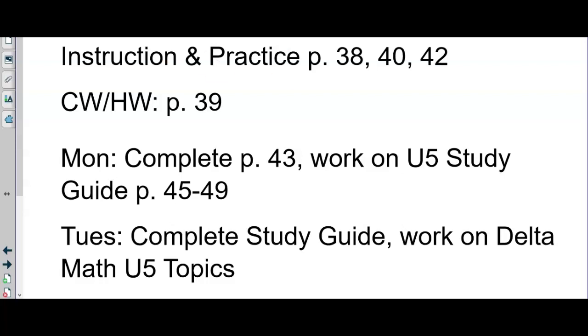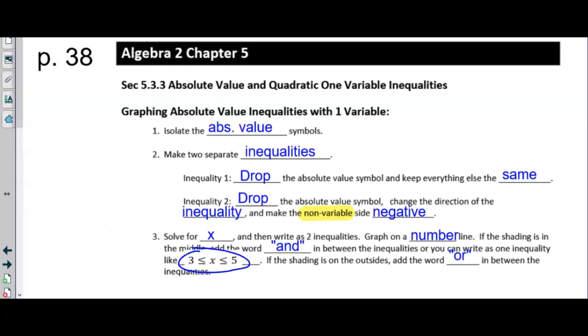All right, so for today's notes, let's go to page 38. If we are doing absolute value inequalities with one variable, it's going to work differently than what we did in class earlier, where we had two variables graphing it on a grid. The first thing you want to do to solve an inequality that has absolute value in it is isolate the absolute value bars. Then you're going to make two separate inequalities.